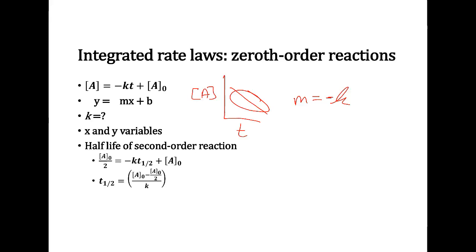Just like a second order reaction, if you were trying to find the half-life for a 0th order reaction, you would have to plug in A sub 0, your initial concentration, but then for A at some time t, you would plug in half of the initial concentration.